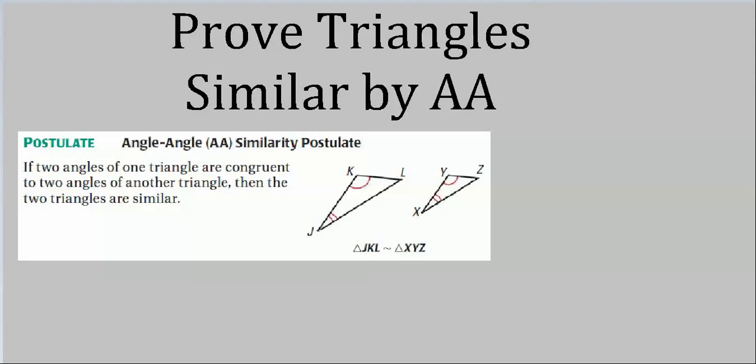Now that you're experts on identifying similar polygons, what we're going to do is use this postulate. The title says, prove triangles similar by AA. That's angle, angle. Well, sort of. Mostly we're going to use that similarity, because similarity becomes useful. It's even more useful than congruence.